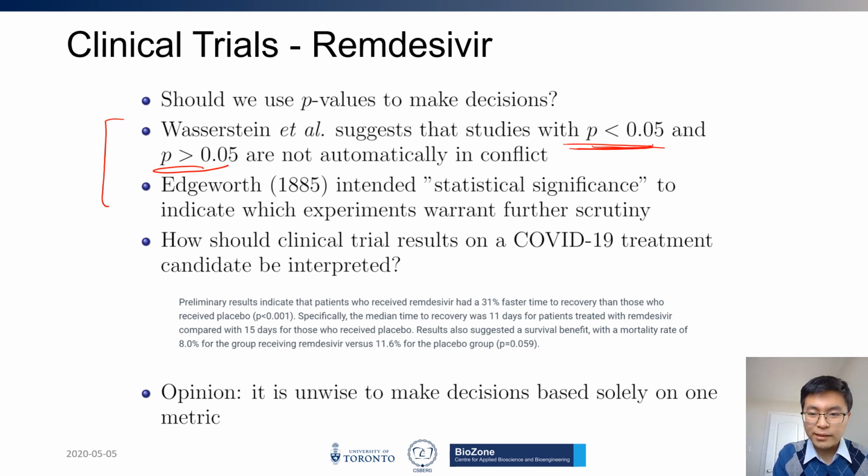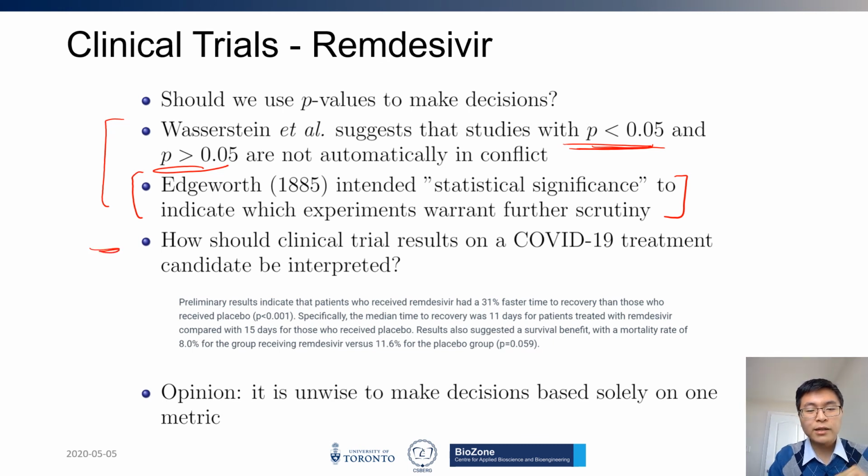And what's interesting is that they refer to this paper from 1885, where Edgeworth originally meant for statistical significance to indicate, this is some set of experiments or conditions that warrant further scrutiny, right? It is not an endpoint. It is not to say, okay, we have p less than 0.05, we're good, need to publish.